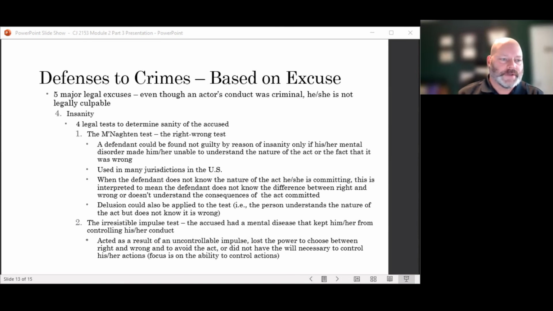The irresistible impulse test is when the accused had a mental disease that kept him or her from controlling his or her conduct. The defendant may have acted as a result of uncontrollable impulse, lost the power to choose between right and wrong and to avoid the act, or did not have the will necessary to control his or her actions.